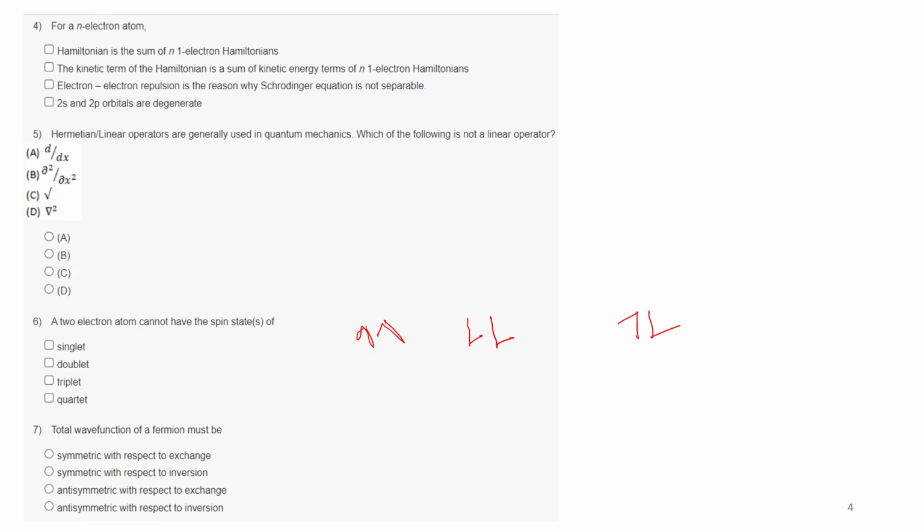Question number four. Okay, so this one, right? For an n electron atom, this term you said.